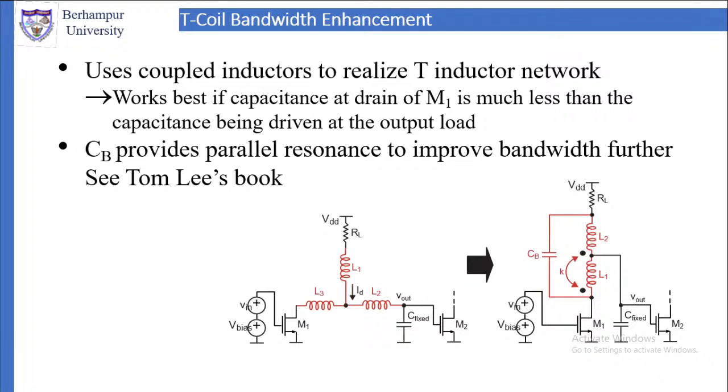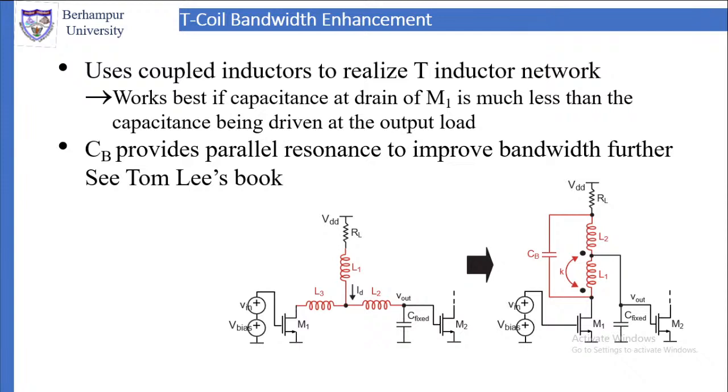So this uses coupled inductors to realize a T-inductor network. Here you can see that we have used a T-inductor network using coupled inductors. This will perform best if the capacitance at the drain of M1 is much less than the capacitance being driven by the output load, which means CB is much less than C fixed. So the driven capacitance at the output load is C fixed. CB is the capacitance at the drain, so that will be small.